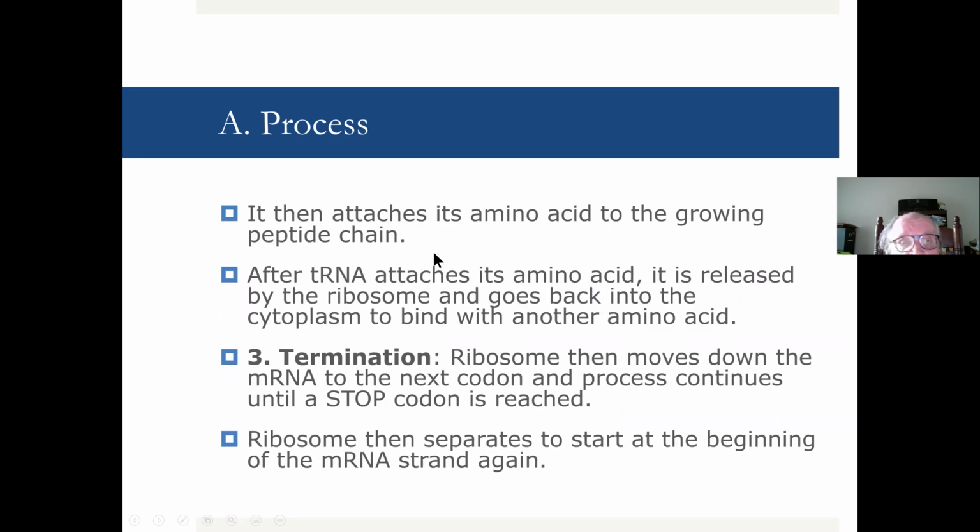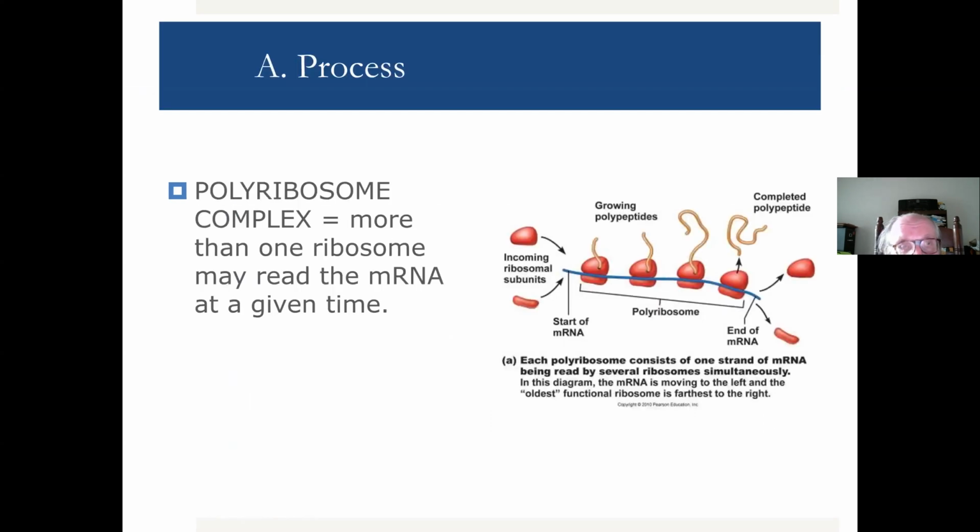They then attach. There is a termination. The process continues until a stop codon is reached. The ribosome then separates to start at the beginning of the mRNA strand again. If you need another protein, which you wouldn't just be making a single protein, you can also have multiple ribosomes coding for a segment of mRNA.